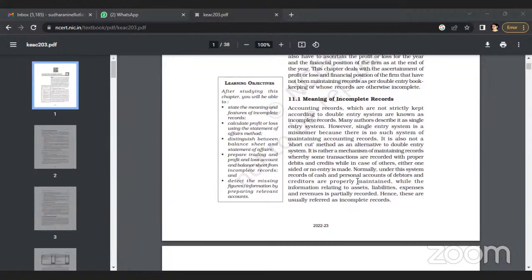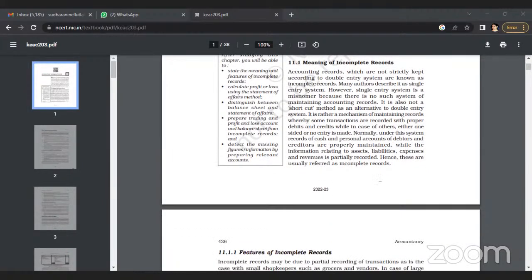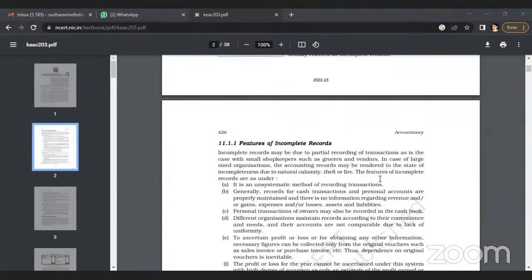personal accounts and cash transactions records. The rest of the transactions, the expenses and the incomes that they earn, will not be maintained. So accounts from incomplete records is the kind where a businessman doesn't want to maintain records. How do they pay their tax and how their assets or liabilities or the business is valued is what we learn here.